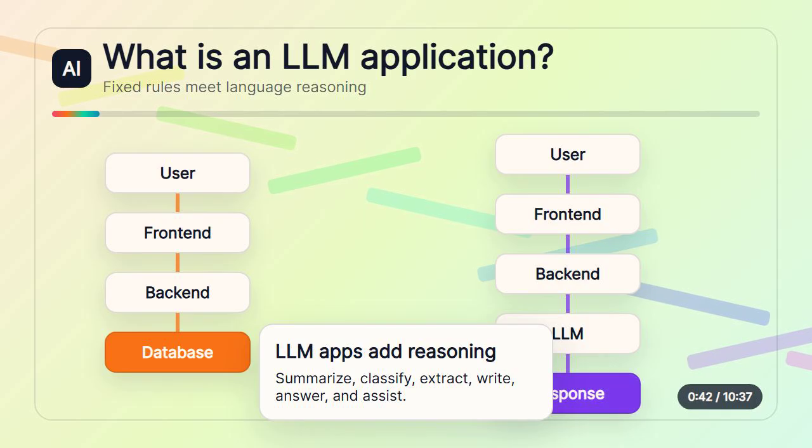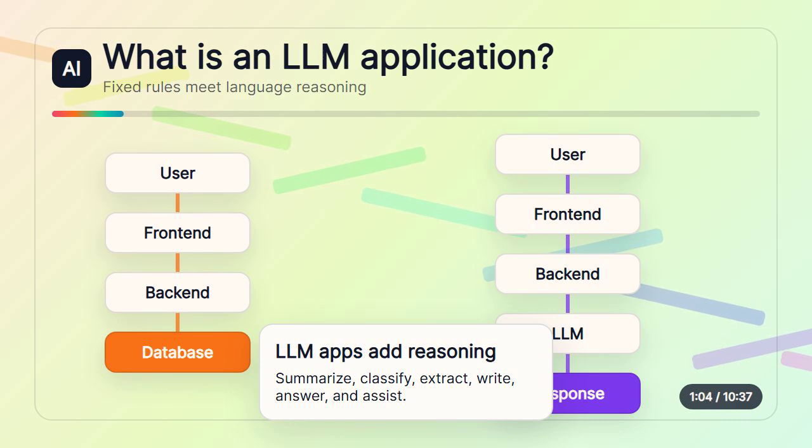Traditional applications follow fixed rules. A user interacts with a front-end. The front-end calls a back-end. The back-end reads and writes to a database. The app responds with behavior that was explicitly coded ahead of time.